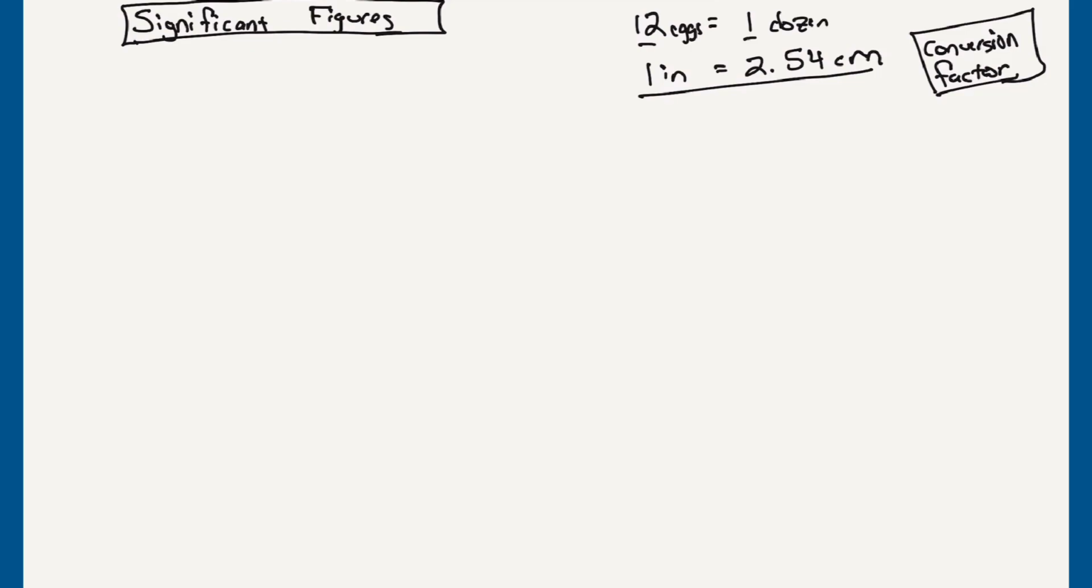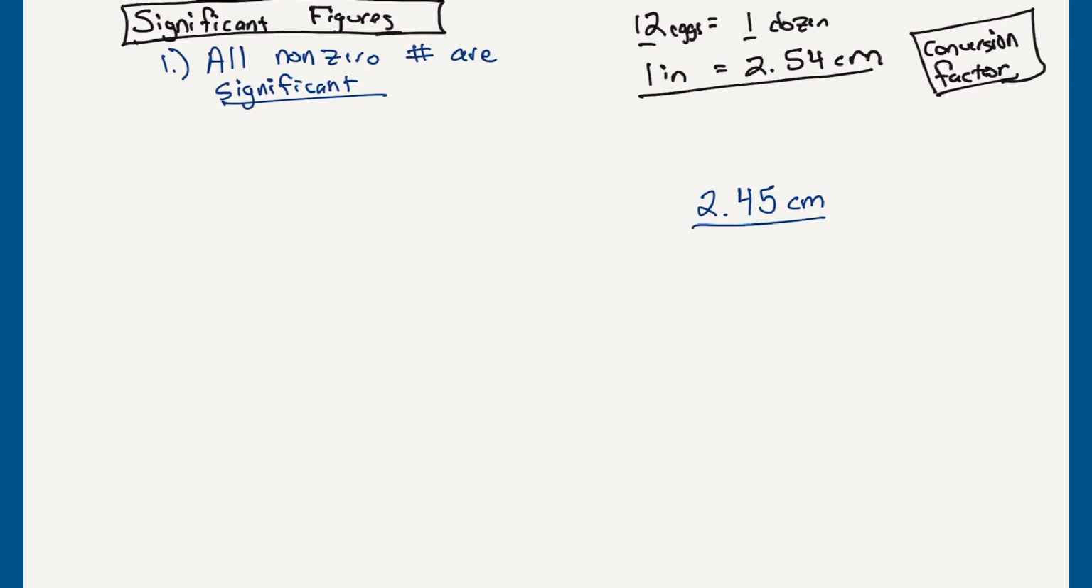So rule number 1 is the easiest one. Significant figure rule number 1 is this: all non-zero numbers are significant. Okay, so what does that mean? Well, I'm going to show you this down here. If I have a measurement, let's say I get my meter stick out and I measure with my meter stick that it is 2.45 centimeters. And that's my measurement that I write down in my lab notebook.